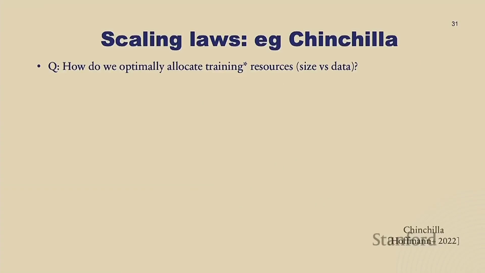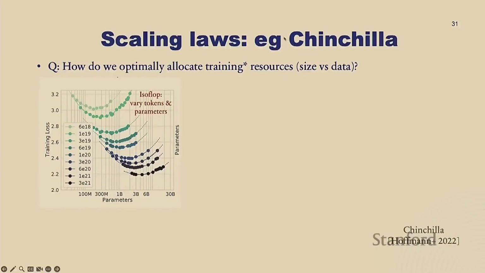Another really cool thing you can do with scaling laws is that you can ask yourself how to optimally allocate training resources. Should I train larger models? Because we saw that it's better when you train larger models, but we saw that it's also better when you use more data. So which one should I do? Should I just train a smaller model on more data, or should I train a larger model on less data?